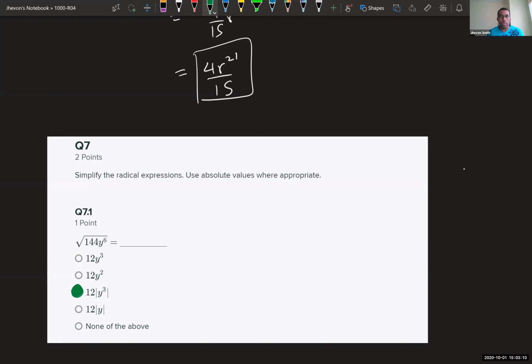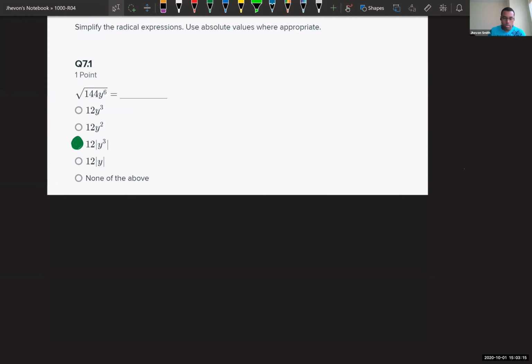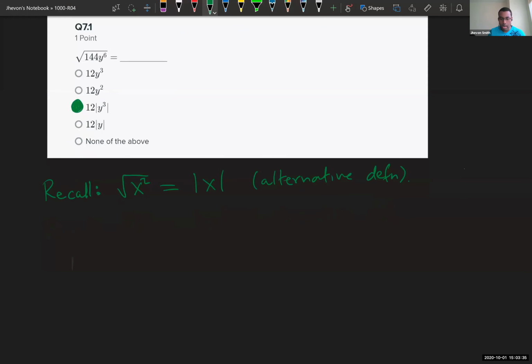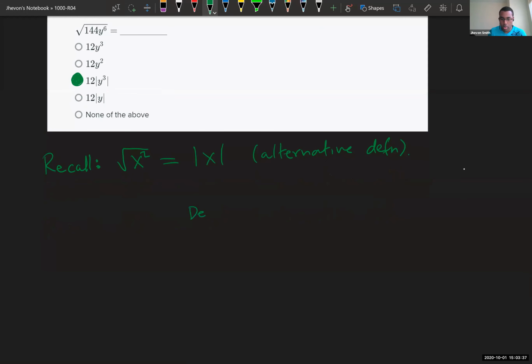Right? So this was something that was mentioned in class. You should recall the square root of x squared was equal to the absolute value of x. This was in fact an alternative definition. It's an important definition. You should remember the main definition of absolute value of x though, and especially in calculus 1 and beyond, it's going to come up all the time.